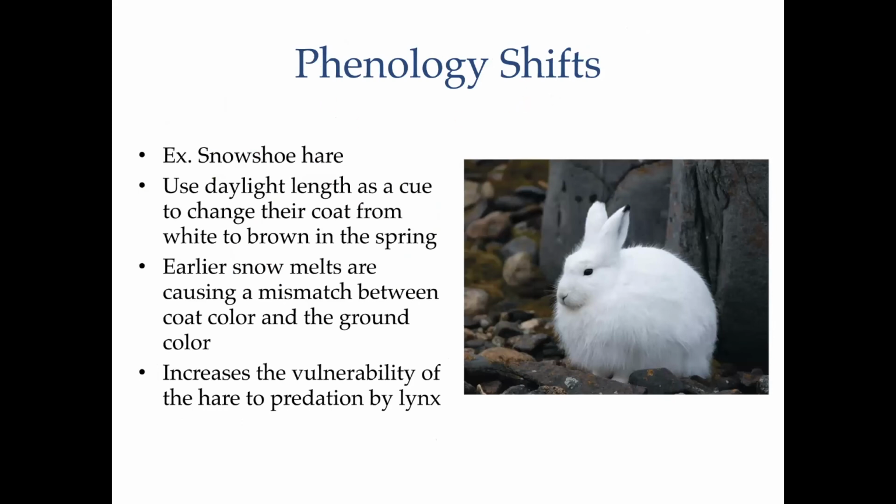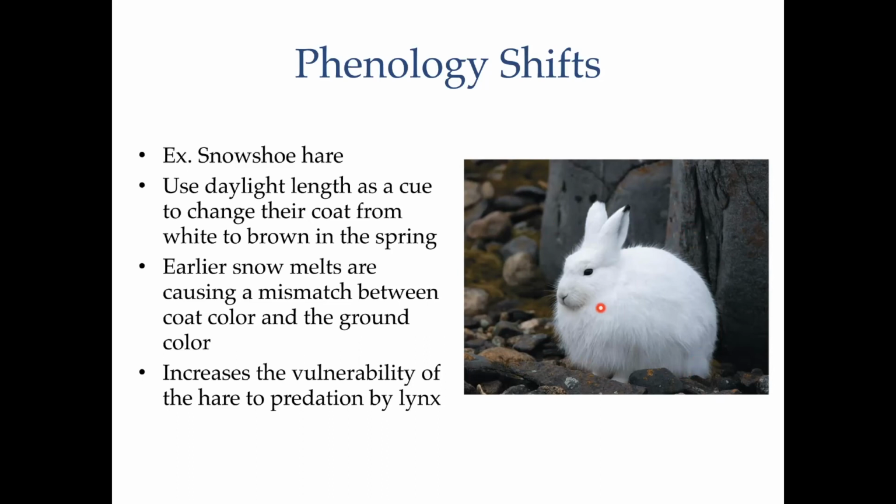Here's one example of a phenology shift, which happens with the snowshoe hare. It keeps its white fur when all the surface is covered in snow, so it's well disguised in the environment, and the predators will not find them very easily. What is happening is that in the places where snowshoe hares occur, the snow is melting much earlier, and it causes a mismatch with its coat, which is now completely white, while the environment is not white anymore.